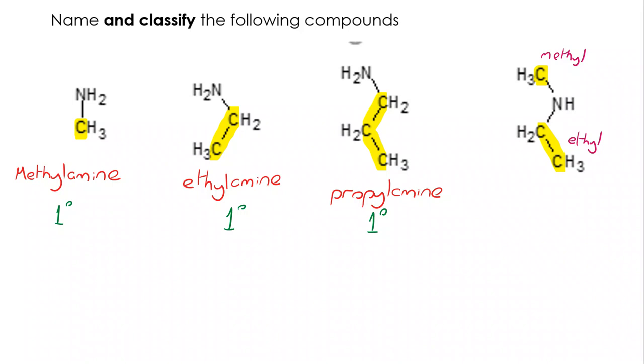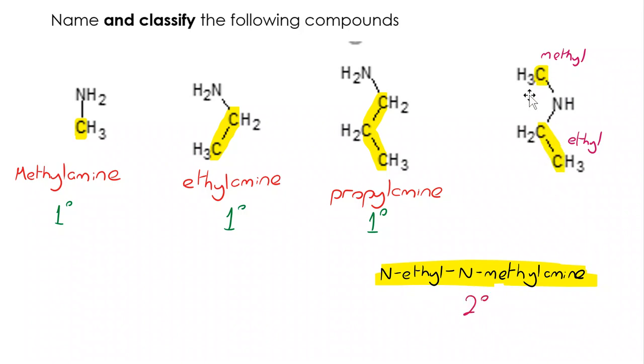The first thing that we can look at, and there are a couple of different ways you can do this actually, but I've got my ethyl and my methyl both coming off the N, so I'm going to put those in. N-ethyl, N-methyl. We put the N in here to specify where the alkyl group is connected to. And we also then put them in alphabetical order. That one, by the way, is secondary because it's got 2 alkyl groups coming off it. All 3 of these are primary amines because we've only got 1.